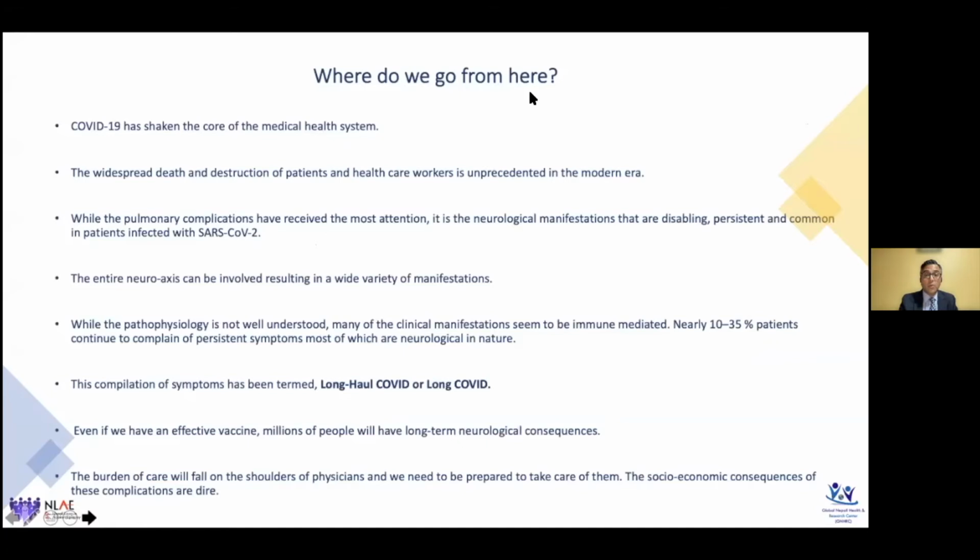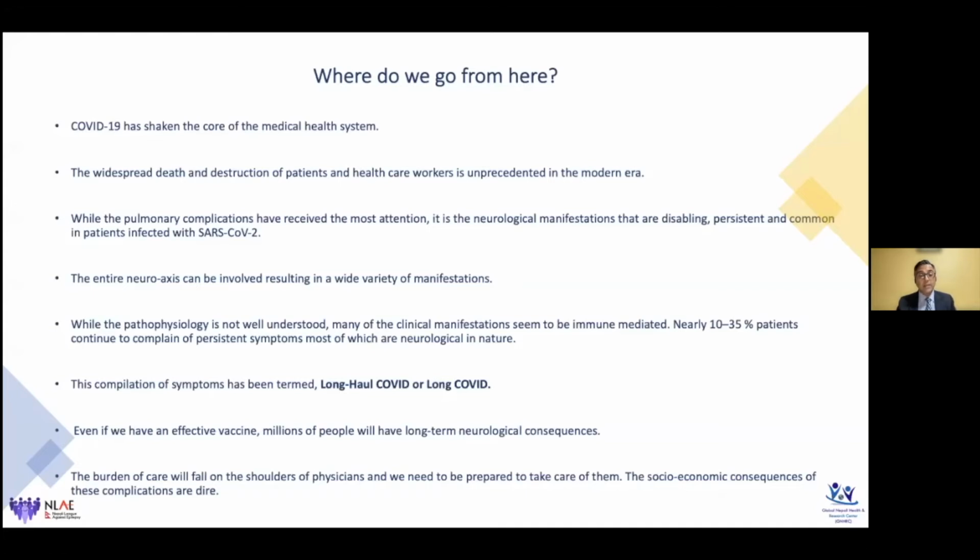So now, where do we go from here? As we all know, COVID-19 has shaken our medical health system. There have been a lot of deaths of our patients and our healthcare workers, and this is very unprecedented in the modern era. As we know, pulmonary complications have received the most attention, but the neurological manifestations are going to be very disabling, persistent, and common in patients with COVID-19 who are in the hospital or after discharge with persistent symptoms.